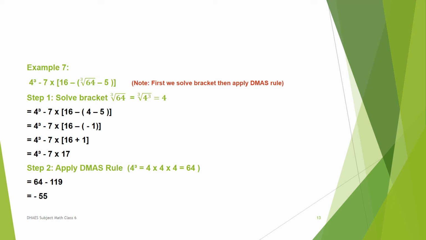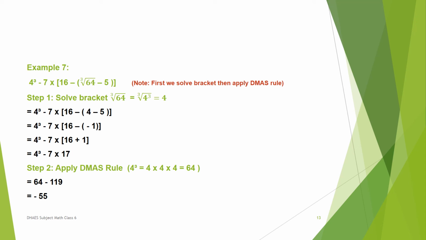Example 7 is again about multiplication. We again apply the DMAS rule. For this we first solve brackets, smaller bracket then bigger bracket. Cube root of 64 is 4. So we write there 4 cube minus 7 multiply bracket 16 minus smaller bracket 4 minus 5 smaller bracket close, then bigger bracket close. So first we solve the smaller bracket. So 4 minus 5 we get minus 1.